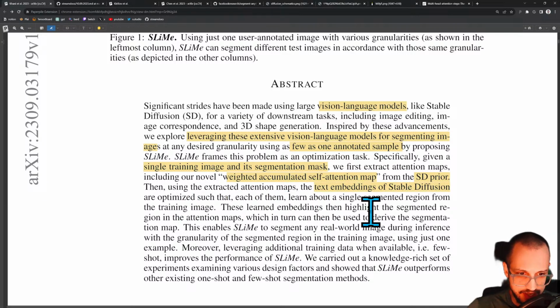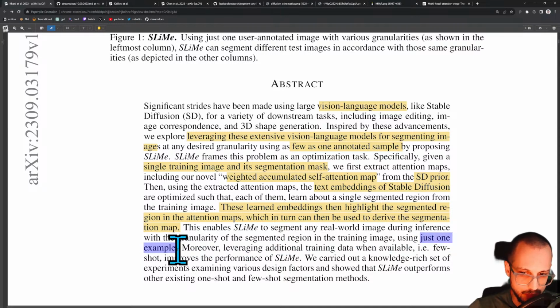These learned embeddings then highlight the segmented region in the attention map, which in turn can be used to derive the segmentation map. And this is kind of the key insight that allowed them to come up with this technique. This enables SLiME to segment any real-world image during inference with the granularity of the segmented region in the training image using just one example.